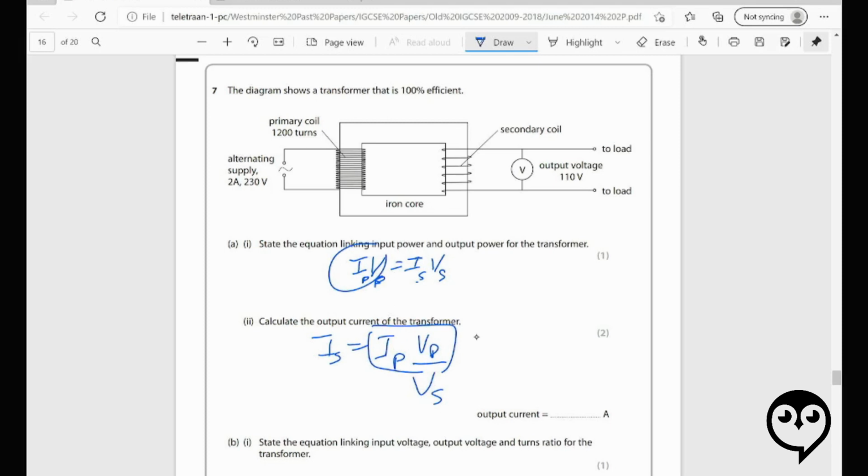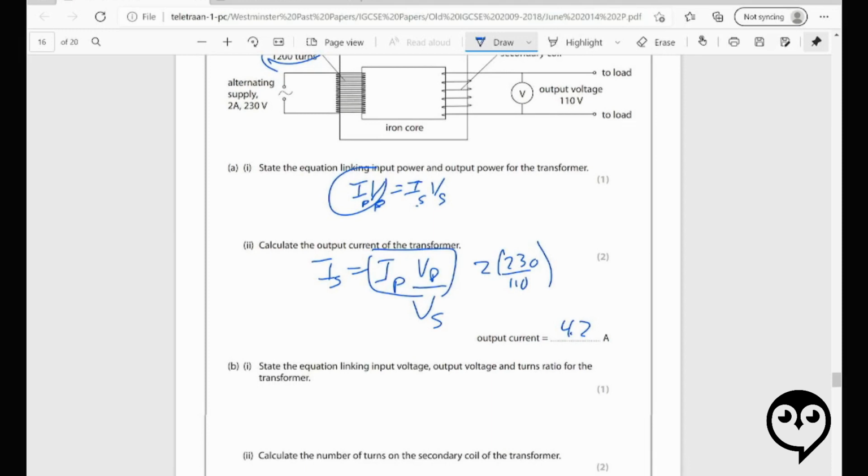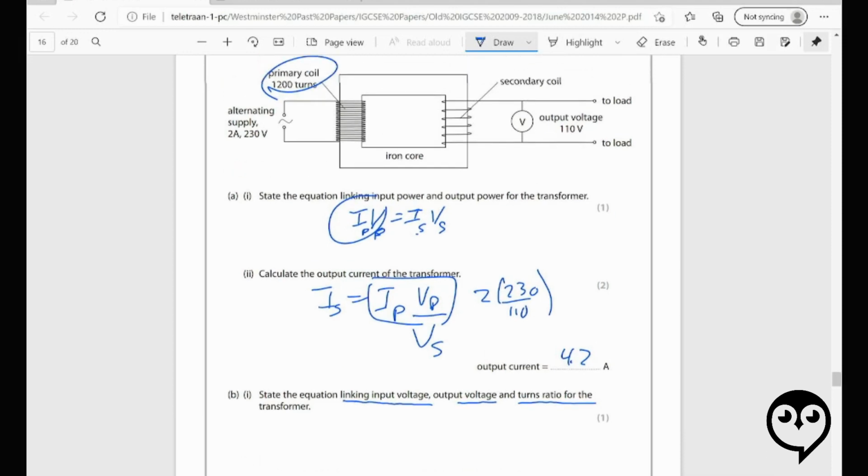So what do I have here? I've got 2 amps, 230 over 110. Right, so that looks to be about 4.2 amps. We'll see. I've noticed that they've given us the number linking turns. There we go. All right. So now this one is a ratio, I believe.